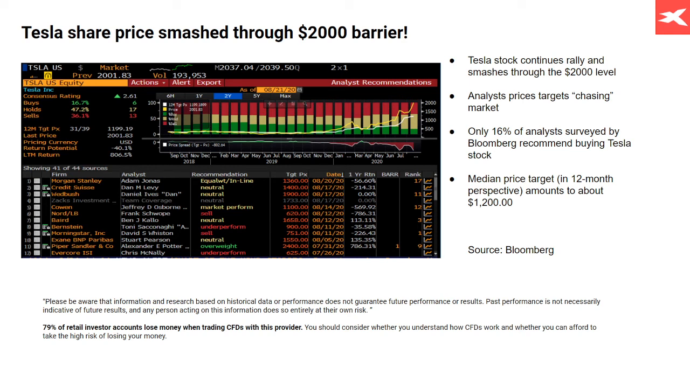So they would put an expectation target, the market immediately or very soon thereafter exceeds it, so they have to update or upgrade their targets based on what the market is actually doing rather than the other way around. Only 16% of analysts, though, surveyed by Bloomberg recommend buying Tesla stocks. And the median price target in 12-month perspective amounts to about $1,200, and we're at about $2,000.